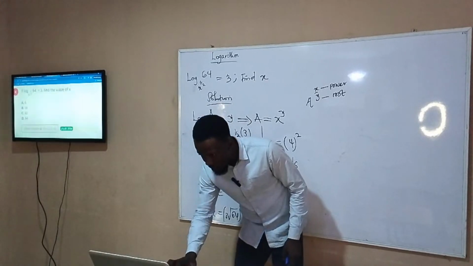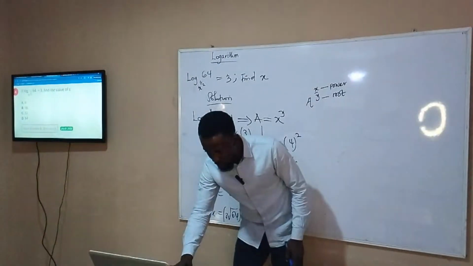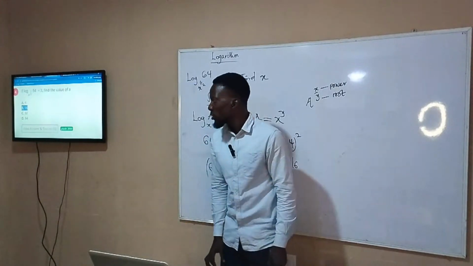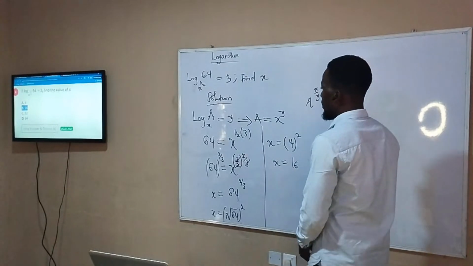So let us see if we have 16 there. Yes, that is correct. So we have the value of x as 16. The value of x is 16.